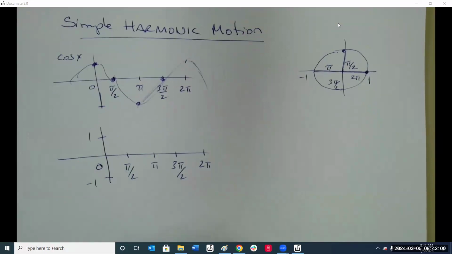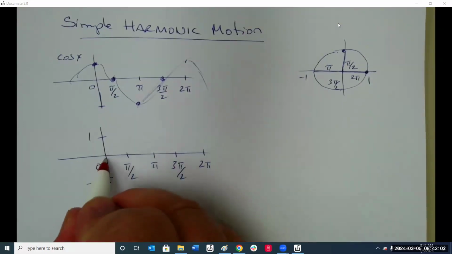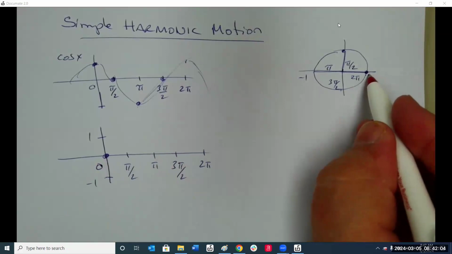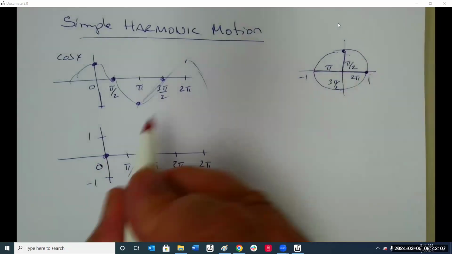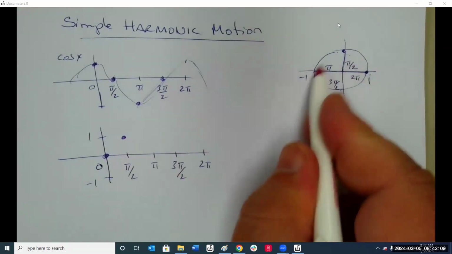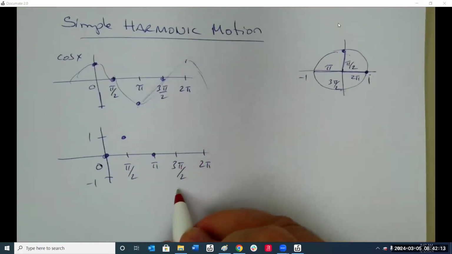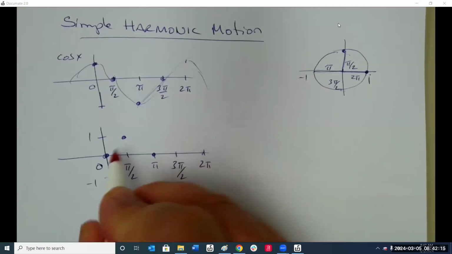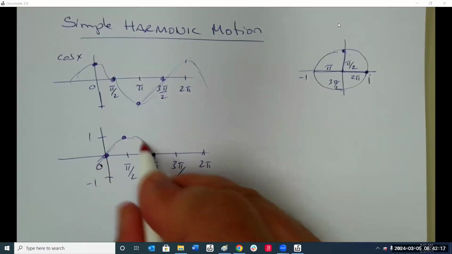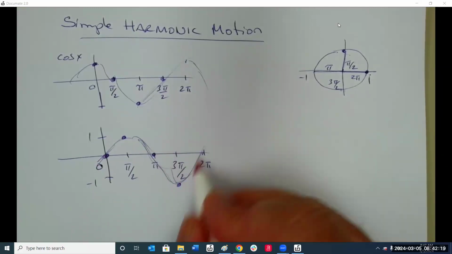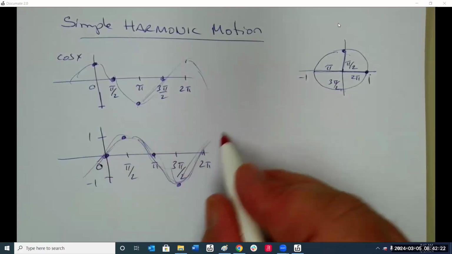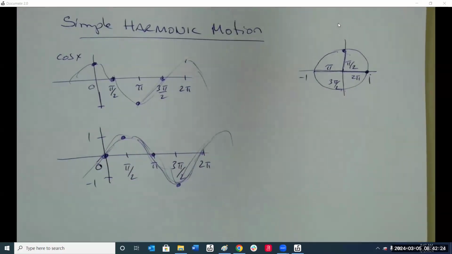At 0, what's sine? At pi over 2? At pi? At 3 pi over 2? And at 2 pi. So the sine function follows this repeated pattern. That's what we call a harmonic motion, because it follows the same pattern up and down.